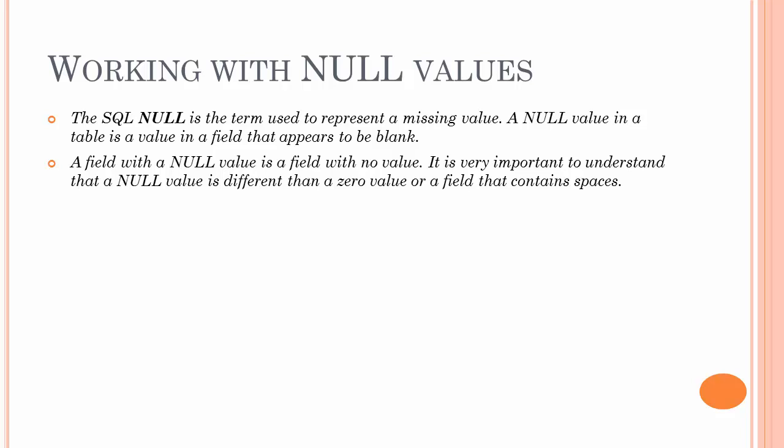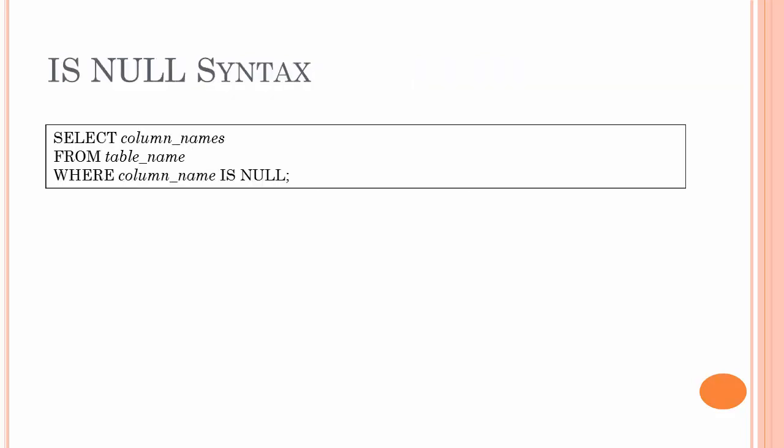So let's check the syntax for IS NULL and IS NOT NULL. Here we have the syntax of IS NULL. IS NULL will check whether a column has a null value or not. It will return true or false. SELECT column names FROM table name WHERE column name IS NULL. Whatever column name you give, it will check whether that particular column has any null value. So let's check how to work with IS NULL in SQL Server.